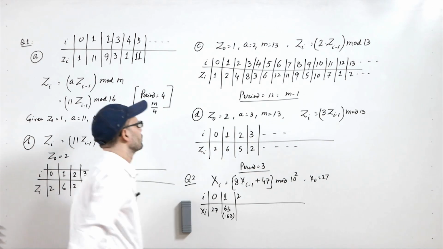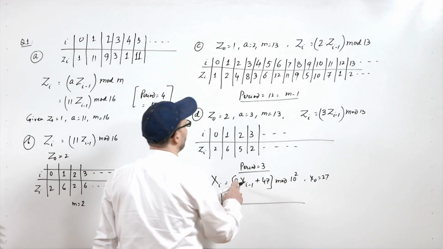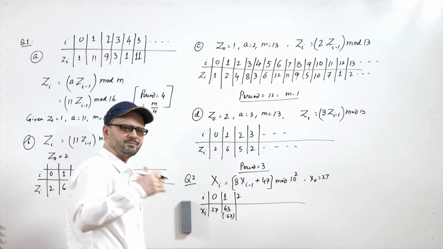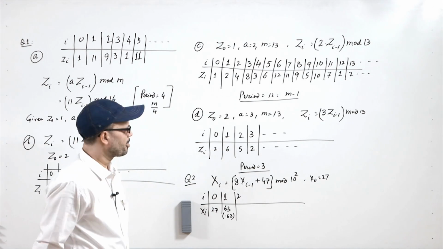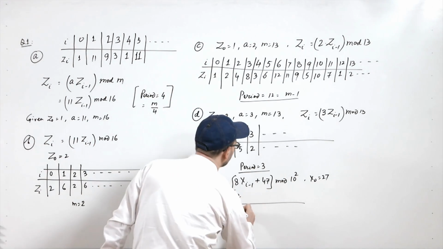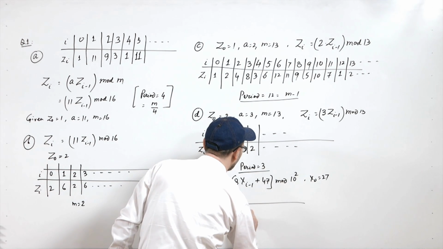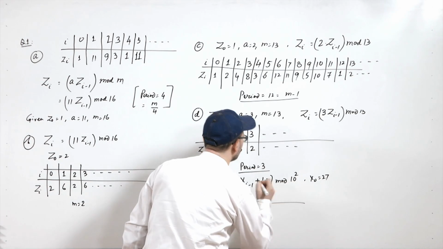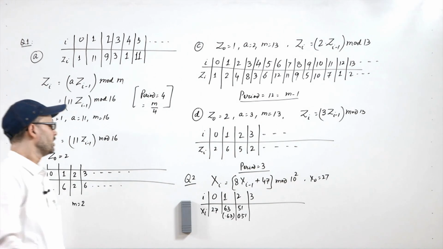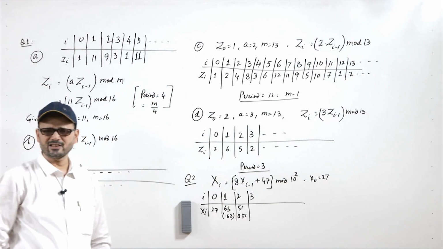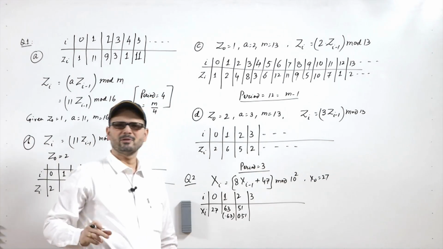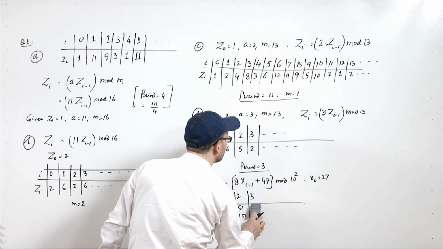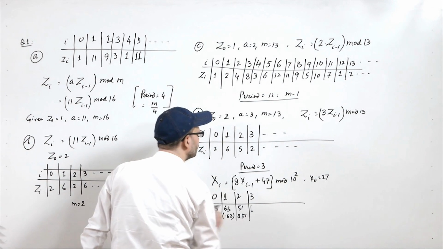Similarly 2. So again 63 into 8, 504 plus 47. So 551, and then further mod of that as 100, so it will be 51. So the variate will be 0.51. Then in the third case, the third number will be 51 into 8, 408 plus 47. So that will be 455. So 455 mod of that with 100. So that will give you 55.